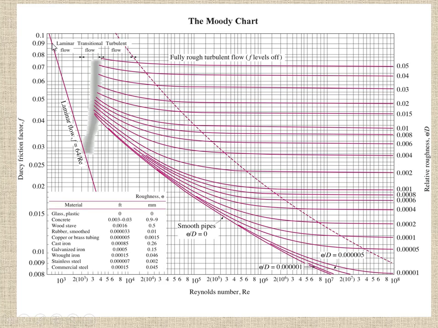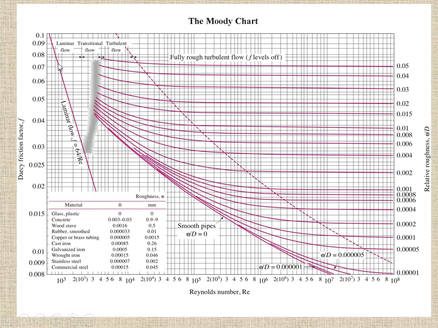If the flow is laminar, we can get any value of f by using this line. If Re is below 2300, we can use this chart, or we can use the equation f equals 64 over Re to calculate the Darcy friction factor. You see, this line is indicating f equals 64 over Re.